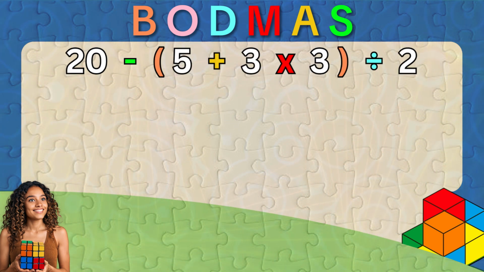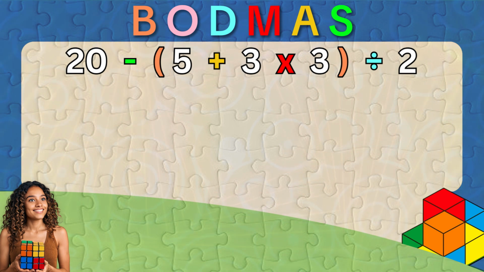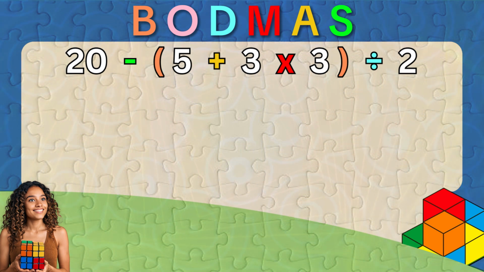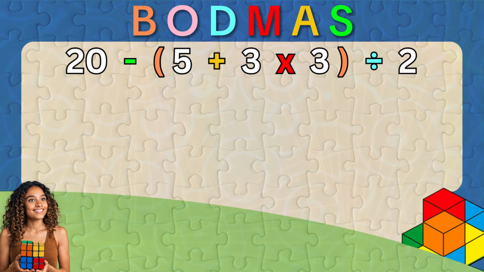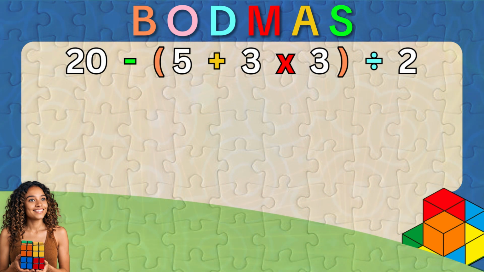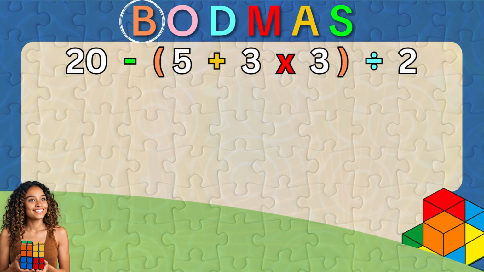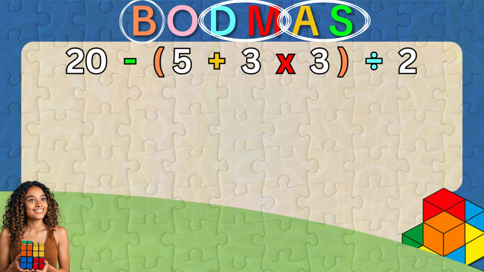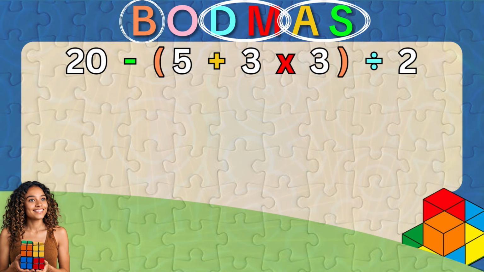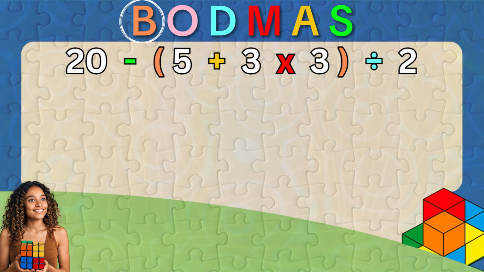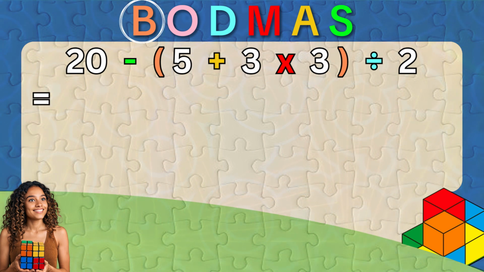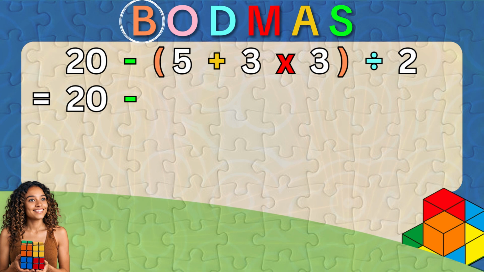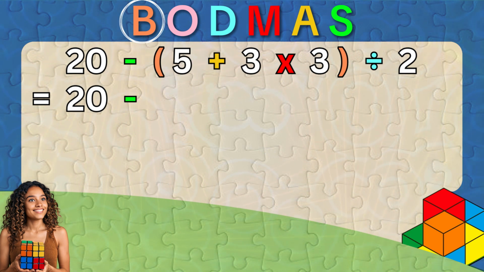In this example, we do have brackets, but this time there are 2 operations inside the brackets. However, there's nothing to fear because we know our order of operations. So let's have a look. We have brackets, we have division and multiplication, and we also have addition and subtraction. As we know, we'll be doing the brackets first, so on the line below, let's write down the 20 minus, and then let's look at the 2 operations inside the brackets.